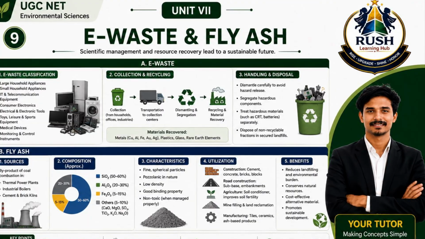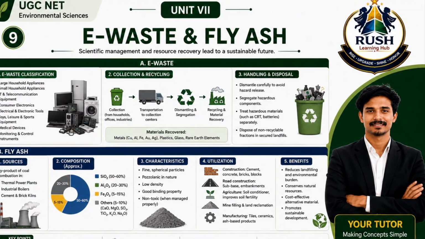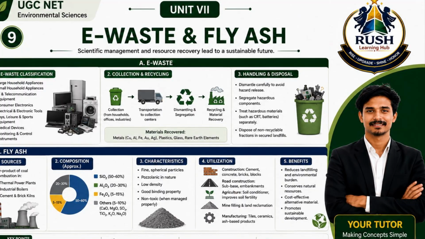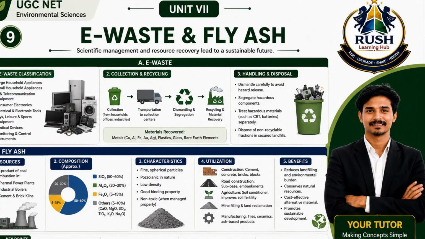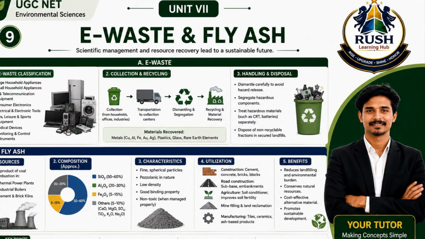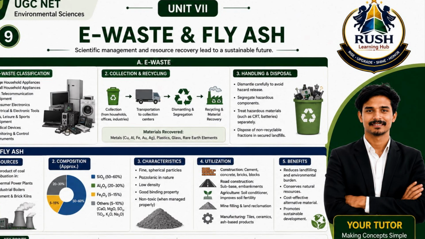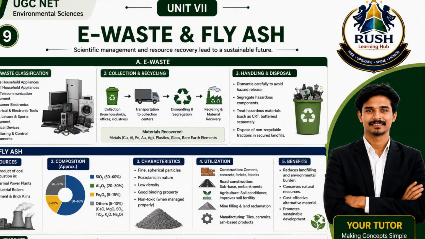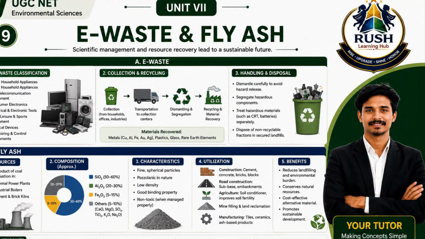Now let us move to fly ash. Fly ash is a fine powder produced during the combustion of pulverized coal in thermal power plants. When coal burns, the lighter ash particles are carried upward with flue gases. These particles are captured using electrostatic precipitators or bag filters before the gases are released into the atmosphere. The collected fine particles are called fly ash.